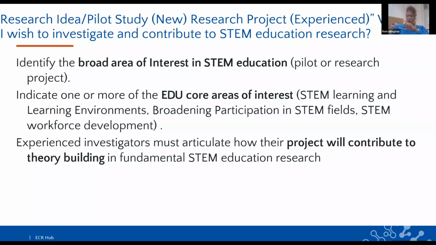So in order to do this work, I want you to think about this. You have to have some idea of what area of STEM education research you want to do some work in. You want to connect that idea with what we call the core areas of interest, which is STEM learning and learning environments, broadening participation, and STEM workforce development. And if you want more information about that, we've done a seminar that talks about those 3 strands. And I think Joni is going to put in a link if you want to learn about that. But those are the 3 areas.